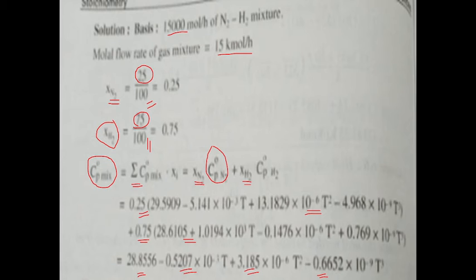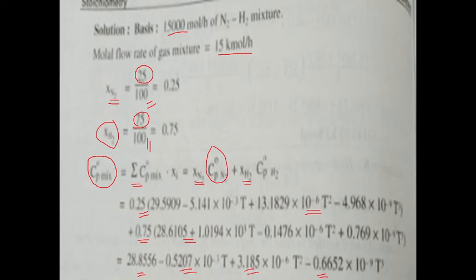For this problem more than one component is present, so first we are going to calculate Cp0 mixture. What is the formula for Cp0 mixture? Summation of Cp0 into Xi. We have two components: first component X nitrogen into Cp0 nitrogen, the second component X hydrogen into Cp0 hydrogen. Are you clear or not?